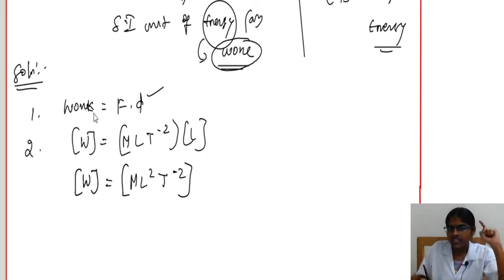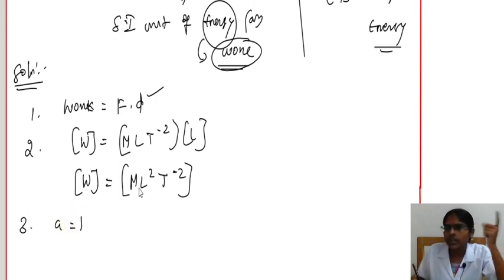Okay. First step, the general formula, is written. Second step, the dimensional formula, is written. Third step, what is it? I have to write what are A, B, C. A is the power of M, B is the power of L, and C is the power of T. So A is 1, B is 2, C is minus 2.